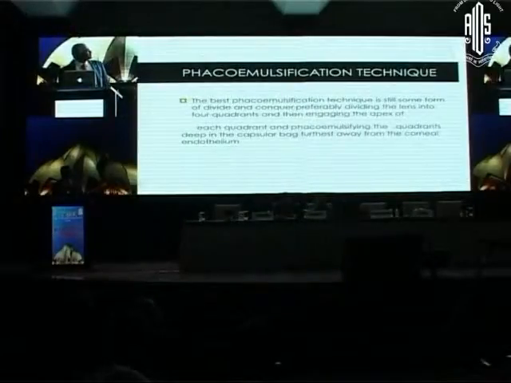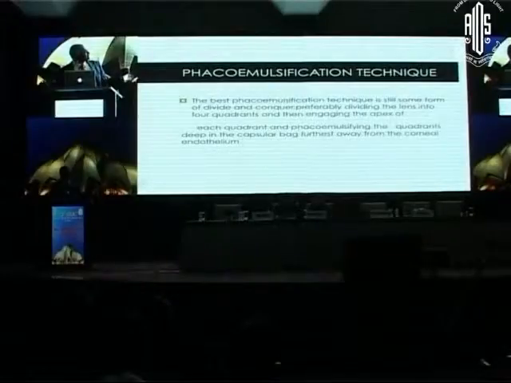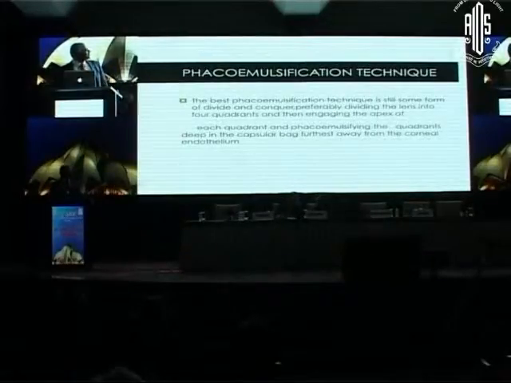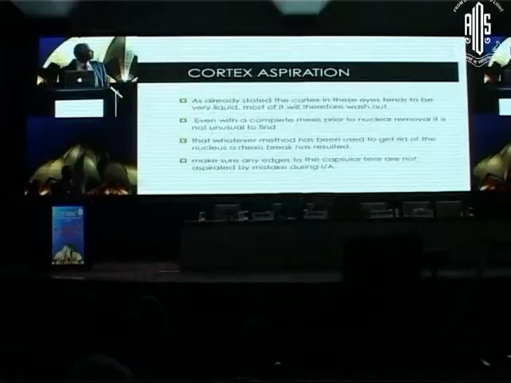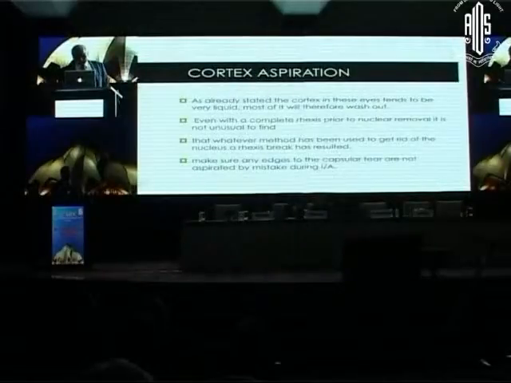The best phacoemulsification technique is still some form of divide and conquer, preferably dividing the lens into 4 quadrants and then engaging the apex of each quadrant and phacoemulsifying the quadrant deep in the capsular bag, furthest away from the corneal endothelium. And because it is very hard and already the cortex is liquid, aspiration will be difficult, but you will see so much deposition on the anterior and posterior capsule, so that you will have to polish.